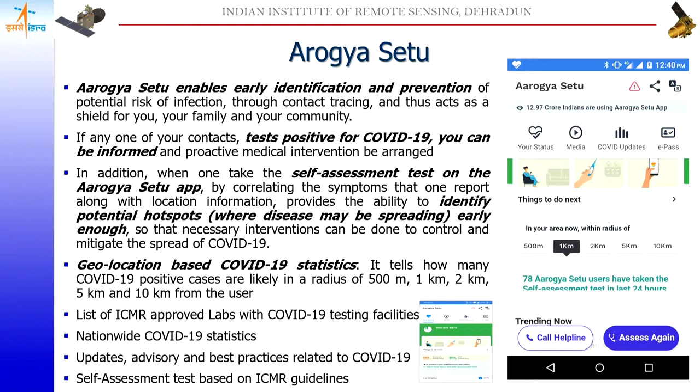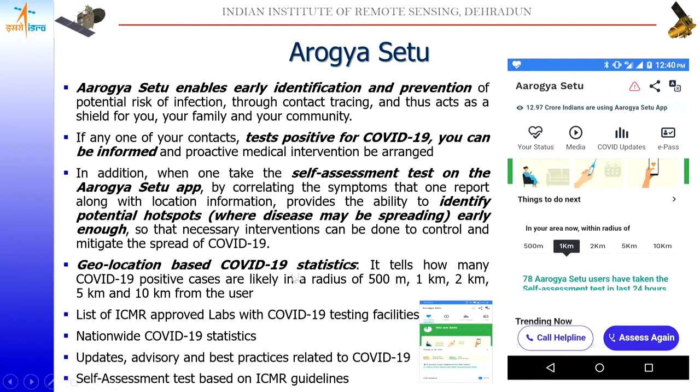Further, the Arogya Setu app is very helpful because once we register, we do a self-assessment, and we also keep GPS and Bluetooth on. This kind of self-assessment also helps in knowing where the people reporting that they are unwell are located, and subsequently it is used for identifying potential hotspots, so that the necessary interventions to control and mitigate can be carried out.